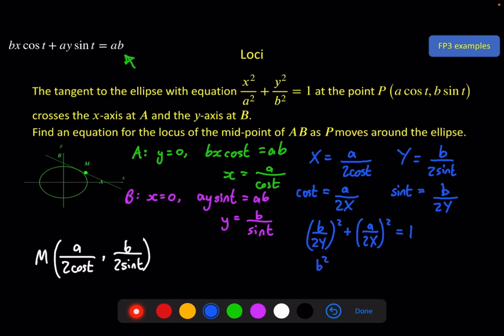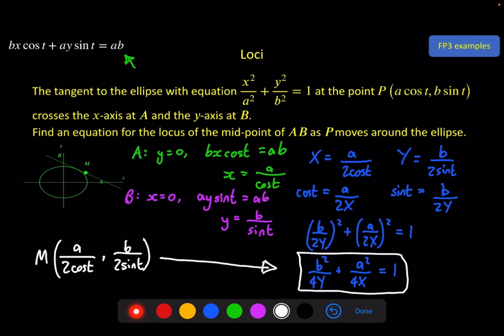So I get b squared over 4Y squared plus a squared over 4X squared is equal to 1, and that is the equation for this set of coordinates as they change with t. So this is the equation of the locus of points for the midpoint of AB as P moves around the ellipse. And the idea here of turning these into mini equations with capital X and capital Y is quite a common idea in these loci questions.